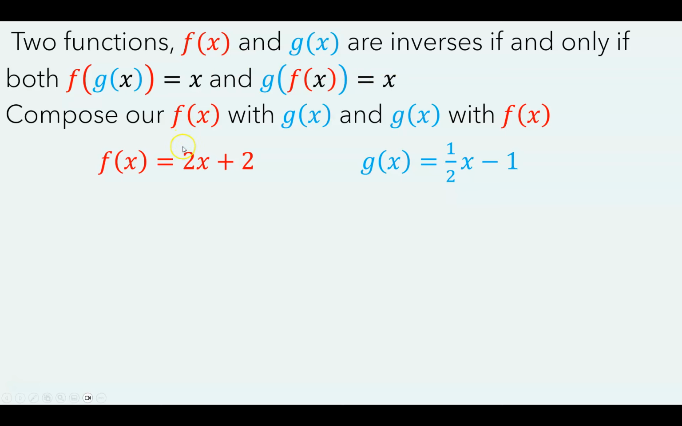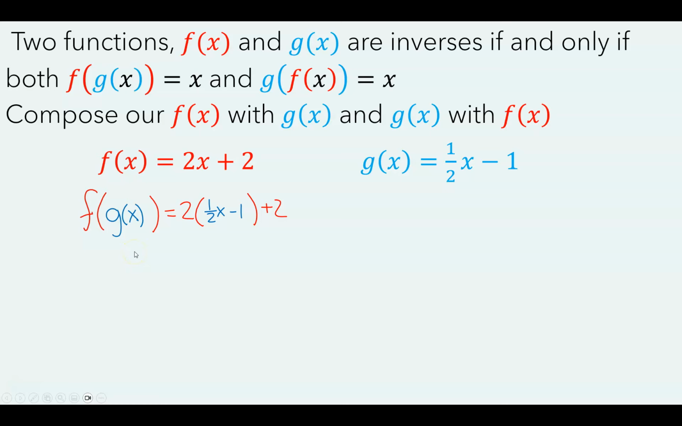So here we're going to start out with f of something is 2 times something plus 2. Don't think of x as x. Think of x as a place to put other things. And in this case, we're going to put g of x here inside of f. And we don't want to write 2 times g of x here. We're going to write what g of x is equal to, 1/2 x minus 1.